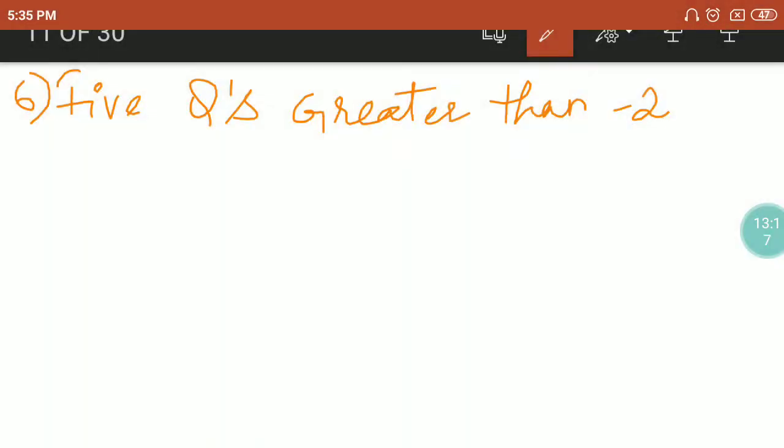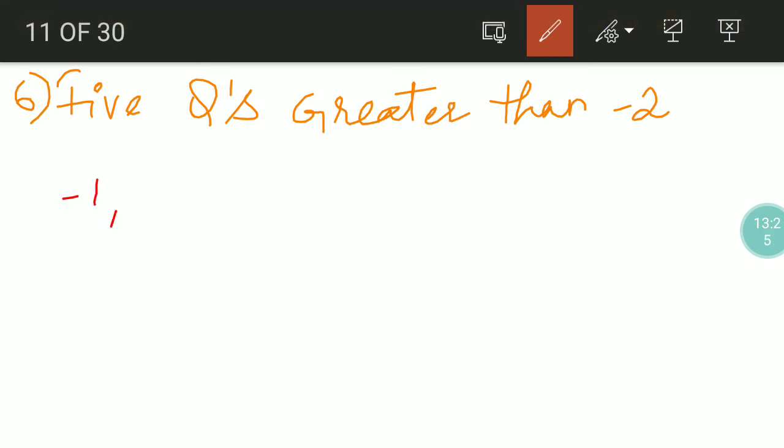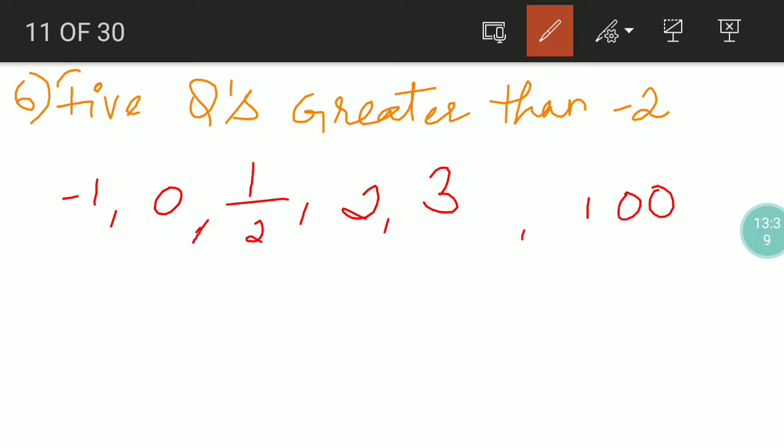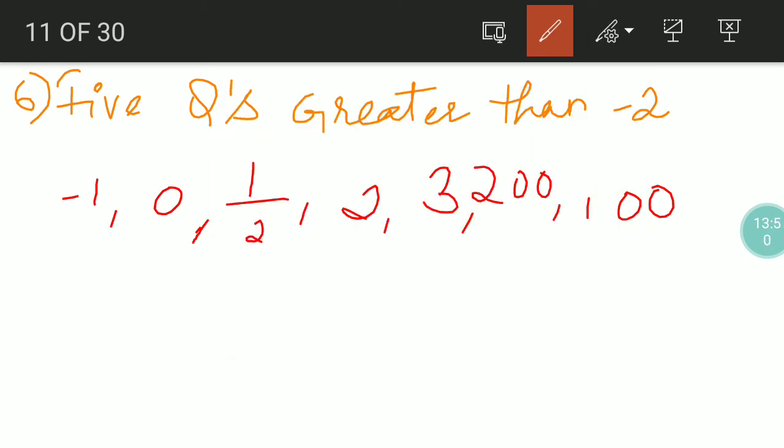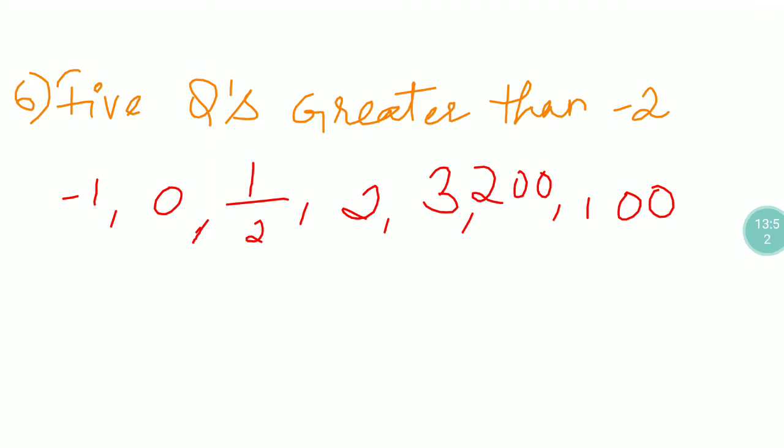Sixth question is that we have to find 5 rational numbers which are greater than minus 2. So you can write minus 1 is greater, right? And 0 is also greater, 1 by 2 is greater, 1 is greater, 2 is greater, 3 is greater than minus 2. So I wrote 5 only exactly. So you can write even 100, 200, anything you can write. Okay, so that is up to you. How many you want to write, you can write. But you write 5. Any 5 you write. Okay. Now we will see the 7th question.